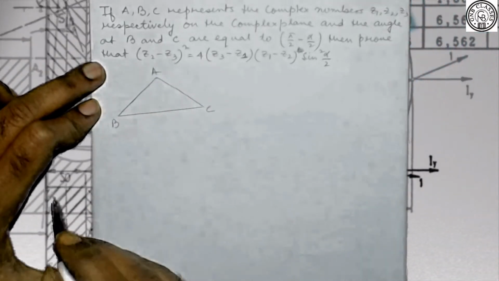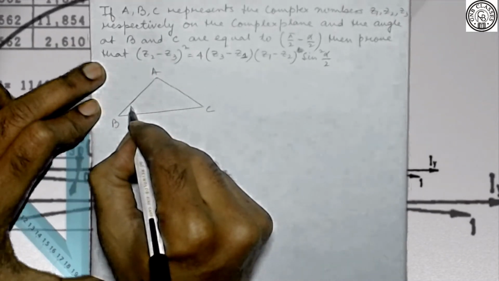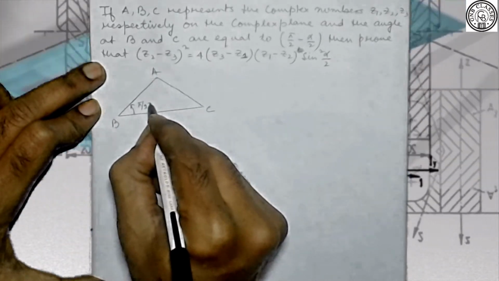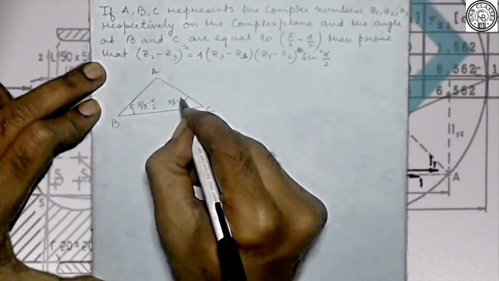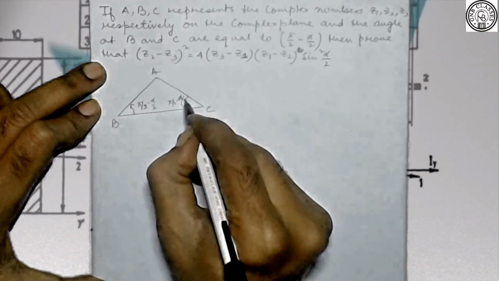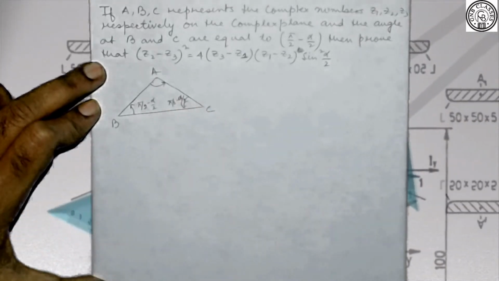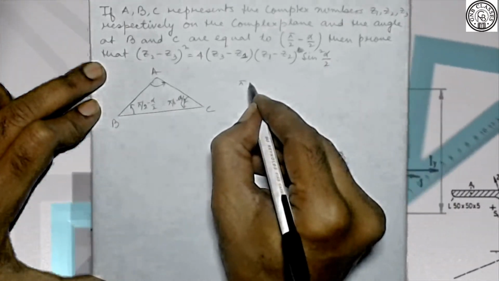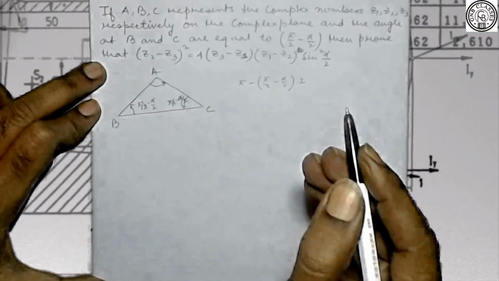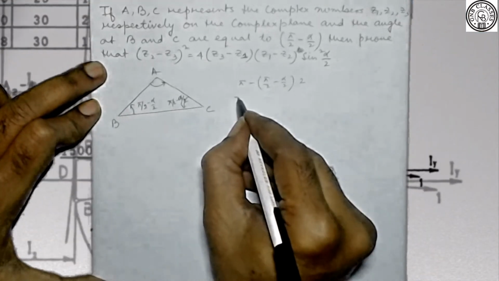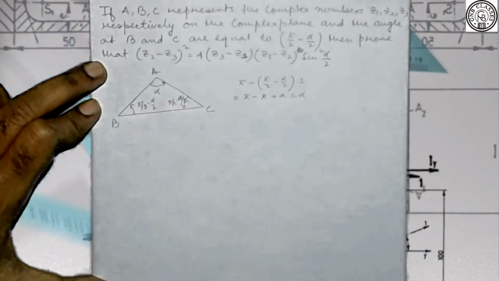A, B and C. Angle B and angle C are equal and they are equal to pi by 2 minus alpha by 2. So this angle is also like that. Now, what about the angle A? Think about it. What about the angle A? Angle A will be 180 minus 2 times pi by 2 minus alpha by 2. So that gives us, which is alpha. So angle A is alpha.